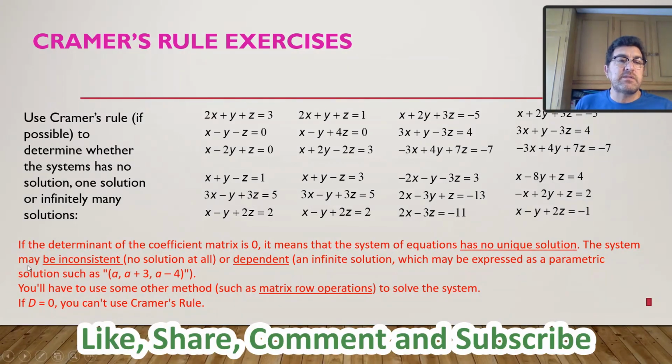Okay, so here the system may be inconsistent, meaning it has no solutions, or dependent, which means it has an infinite number of solutions, which we may express in parametric solutions as a plus 3, and a minus 4. You'll have to use some other method, such as matrix row operations then, to solve the system. The moment you get a determinant that's naught, you use alternative methods to solve it. Okay, so basically we're saying if the determinant of the initial coefficient matrix is naught, you cannot use Cramer's rule to solve the system.